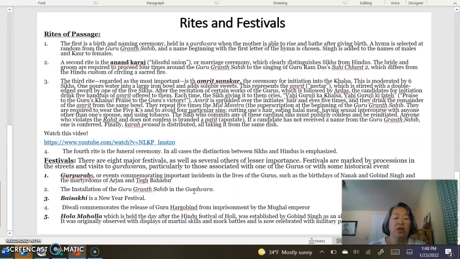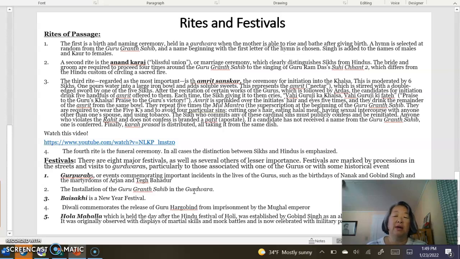The installation of the Guru Granth Sahib in the Gurdwara, when it first comes in, that's another festival. The Vaisakhi is a New Year festival. It seems like every religion has a New Year's thing. The Diwali is actually a Hindu festival that the Sikhs have incorporated into their religious calendar. But in their case, Diwali is not a festival of lights, which it is for Hinduism, but actually commemorates the release of Guru Hargobind, one of those 10 gurus, from imprisonment by the Mughal emperor. So they have it affiliated with a particular historical event and not just a festival of lights.